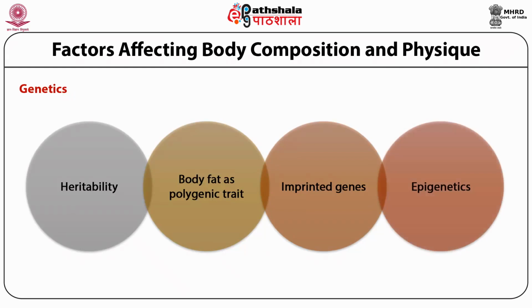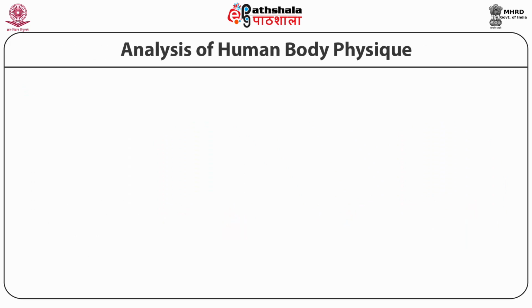Another concept, epigenetics. This field of genetics deals with the gene and environment interaction leading to genotypic and phenotypic variability in body composition and physiques. There are different models for analyzing body composition and physique.